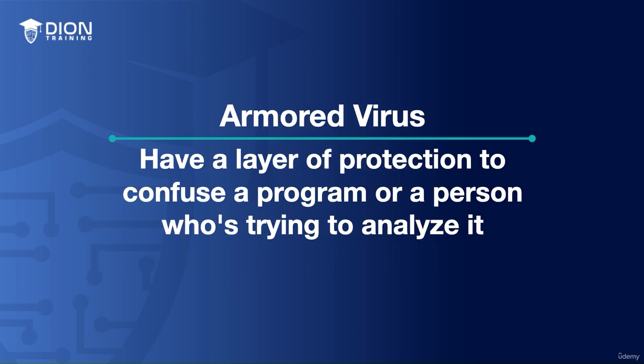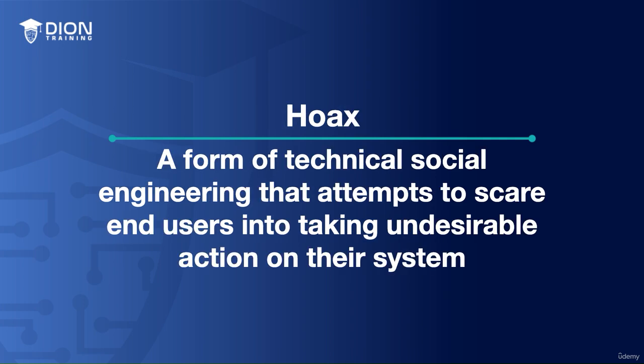Ninth, we have armored viruses. Now, armored viruses have a layer of protection that can confuse a program or a person who's trying to analyze it. This is yet another way that virus creators are trying to add protections for their virus's code to increase their odds of being able to spread that virus to other users without being detected by your organization's security appliances or their antivirus scanners. The 10th and final virus we have is what's known as a hoax.